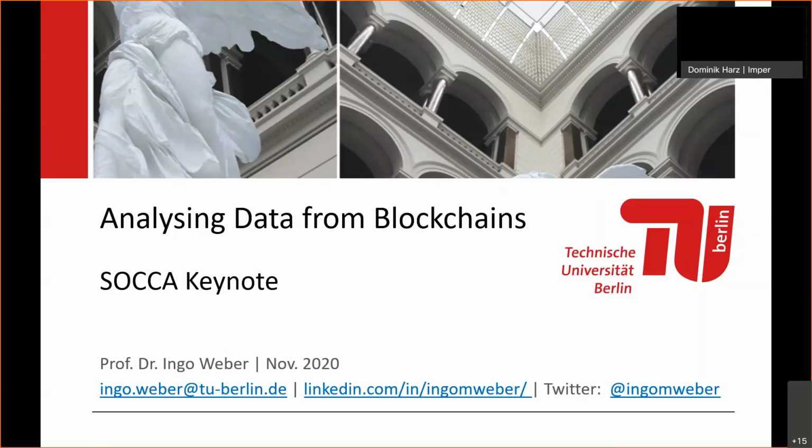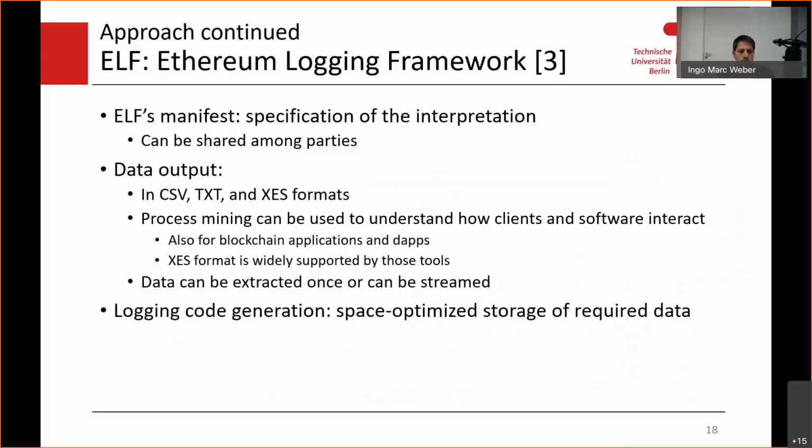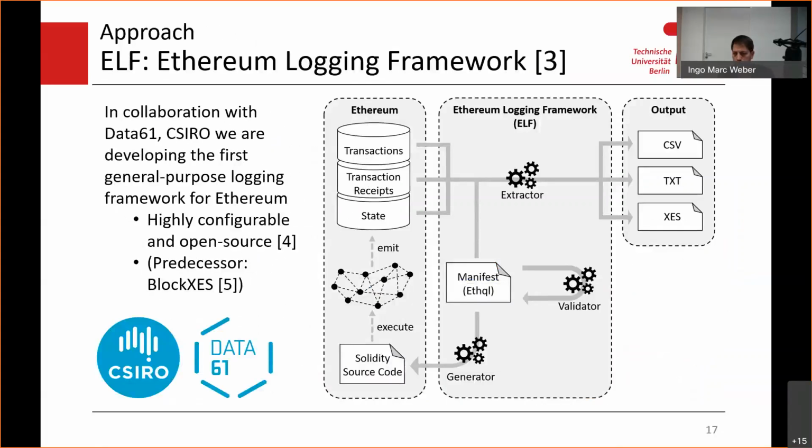So I'm not familiar with the reference you just gave. Maybe you could put a link in the chat, and I can have a look later on. But let me just go back quite a few slides to the architecture overview, I should say. Right, so you have your smart contracts on the blockchain that emit data, and in some local client, this data is stored, and from there you can extract it using the manifest.